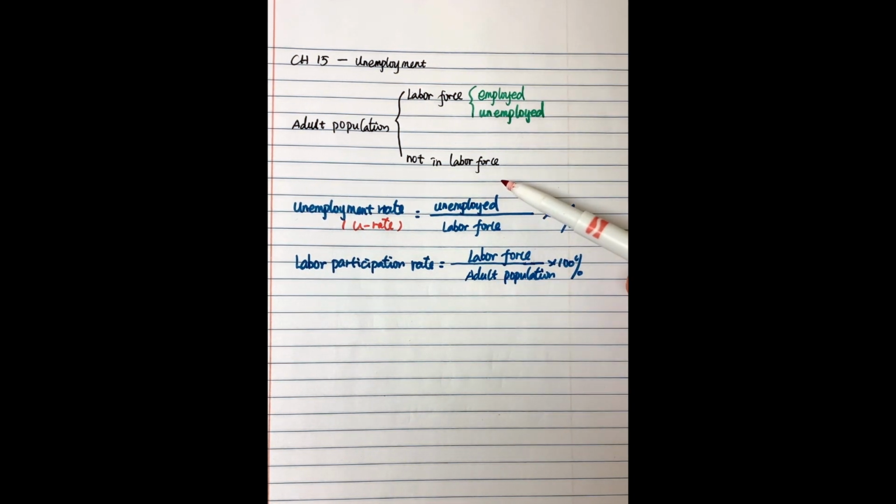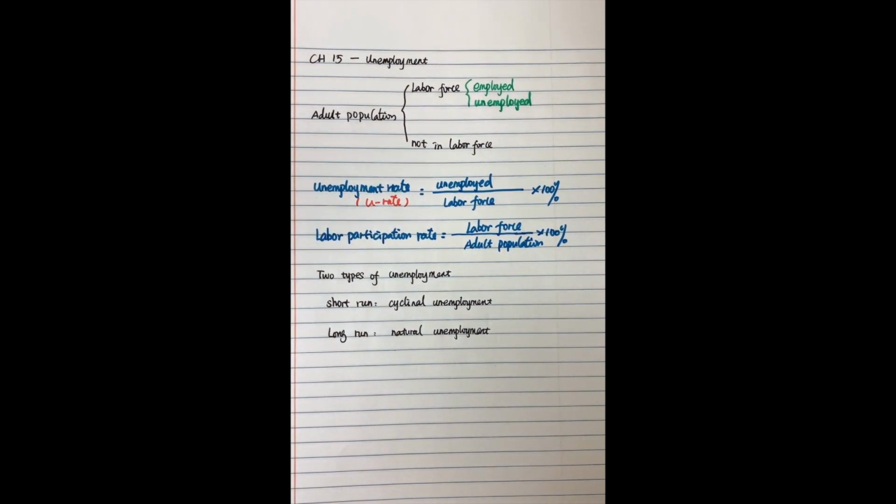However, people not in the labor force are not working, and they are also not actively searching for a job. One example of not in the labor force would be the stay-home mom. A stay-home mom is at home taking care of the whole family. They are not in the labor market, right? And at the same time, they are not actively looking for a job. So a stay-home mom would be an example of people who are not in the labor force.